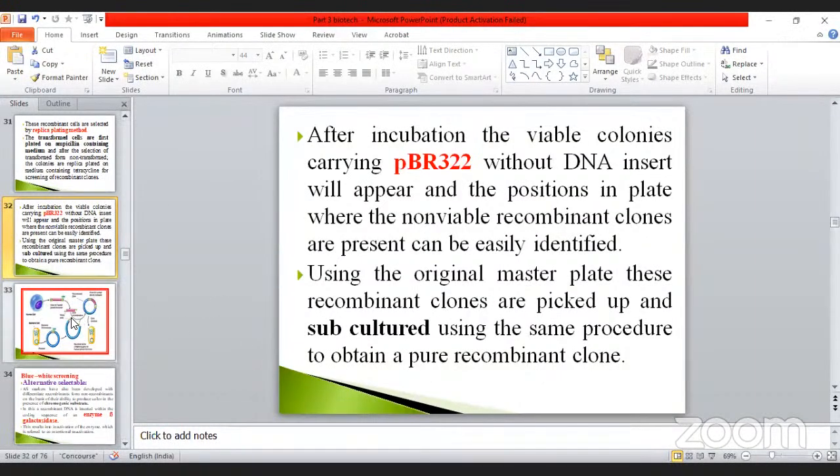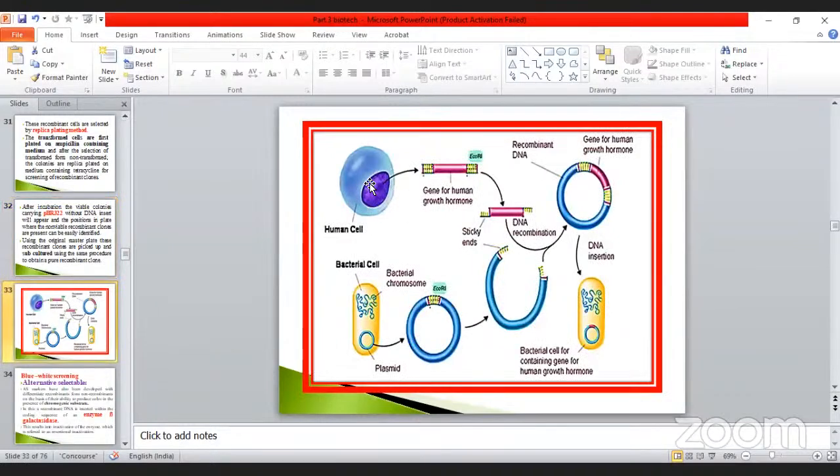See, for example, this is the human cell, the gene of the human growth hormone. They may isolate the human growth hormone gene. It also undergoes the cutting process with restriction endonucleases, which make a cut at particular places. After that, it is united with the foreign DNA. This gene is placed in this part, and then it is inserted into the E. coli bacteria.